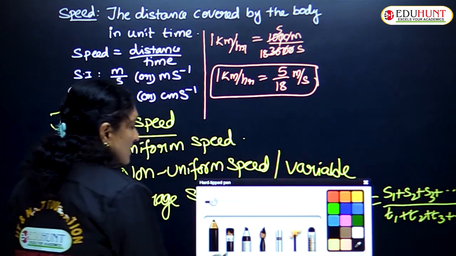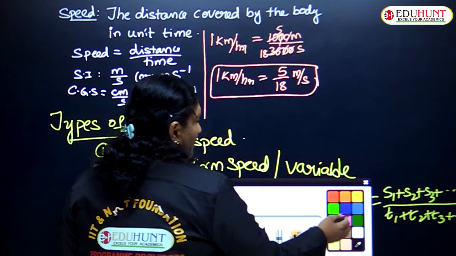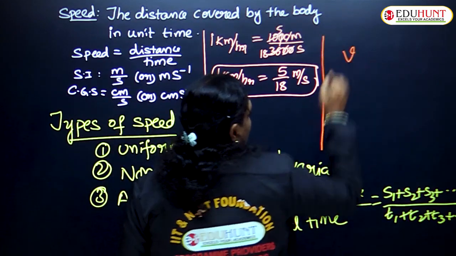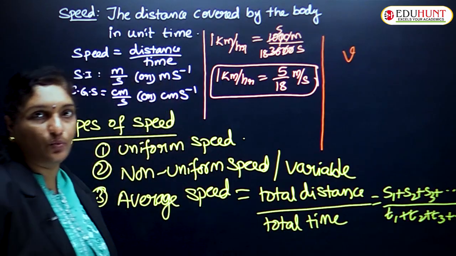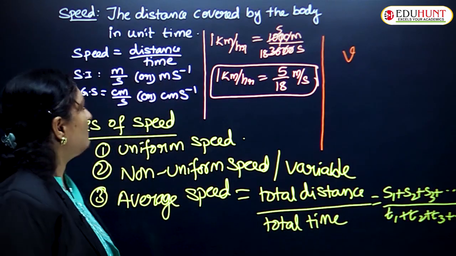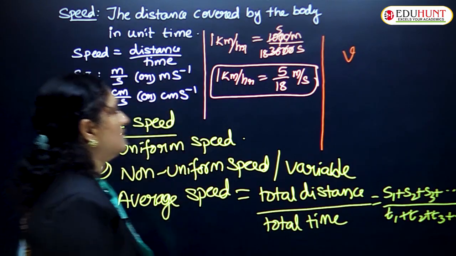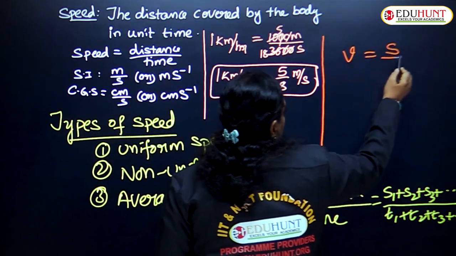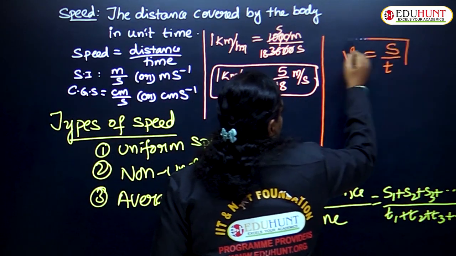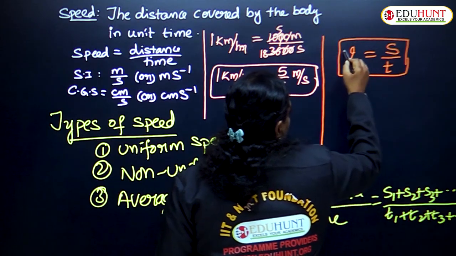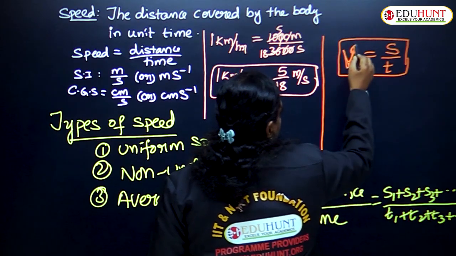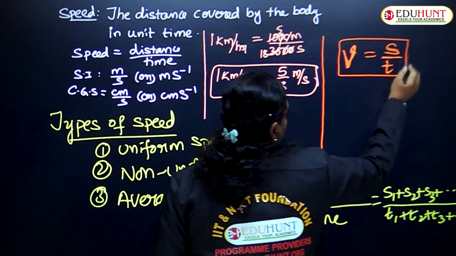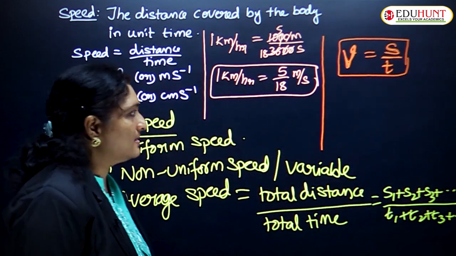Okay. So earlier, as I have told you, speed is equal to distance by time. Let me represent speed with the small letter V. Speed is represented by V. I represent distance by S and time by T. So mathematically, speed V can be written as distance S upon time T. Speed equals distance by time.